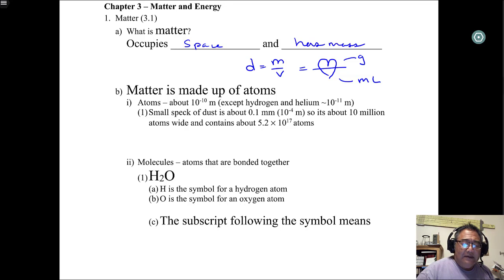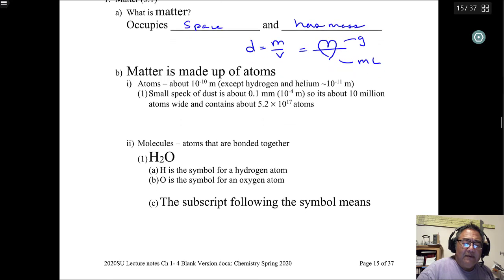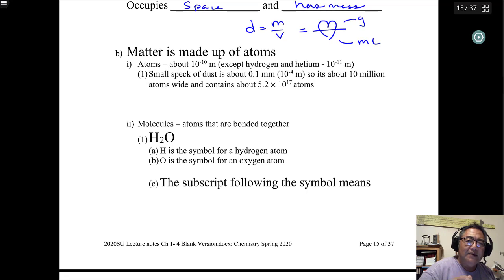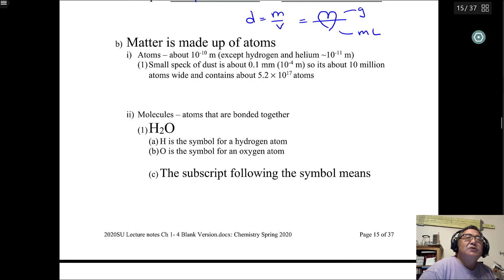So all of matter is made up of atoms. Okay, there's this shirt that says never trust atoms because they make everything up, right? Well, that's because everything is made up of atoms with the exception of energy, and that's the other part of this chapter. So atoms are small.